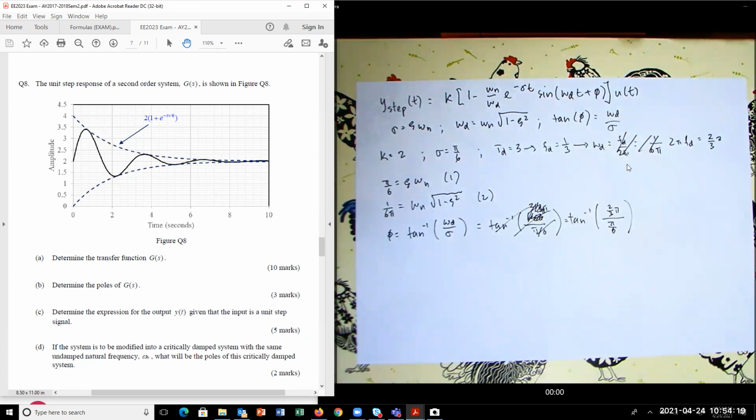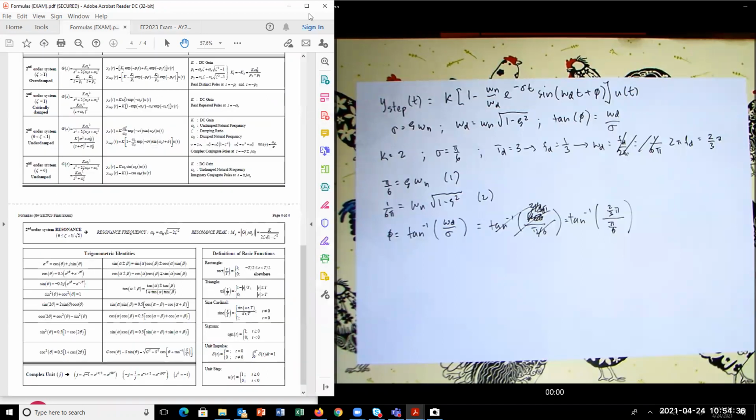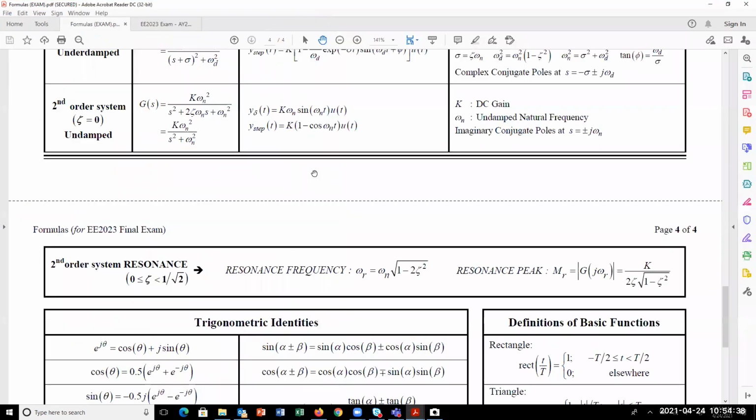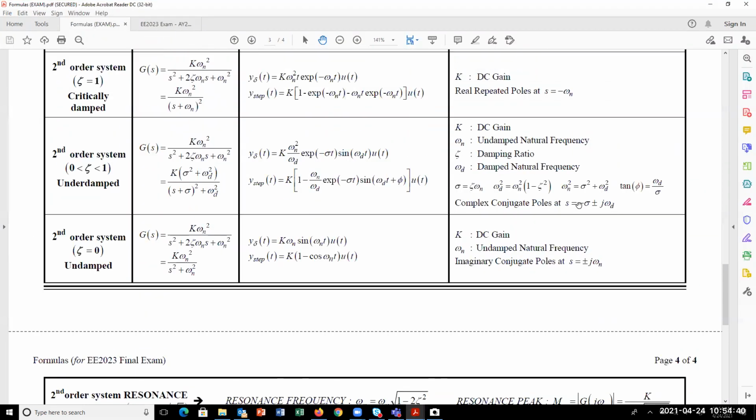All right. Are we good with this AA? Timothy? Yes. All right. Now, just in case B asks you for the poles, you come back to this guy again. Second order. The poles are given by this guy. You already found sigma. You already found omega D. Those are your poles. You don't have to solve for it. Just use this formula.